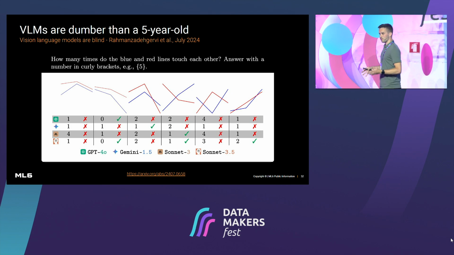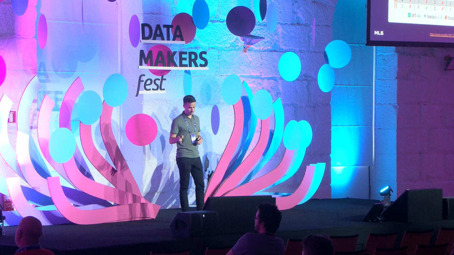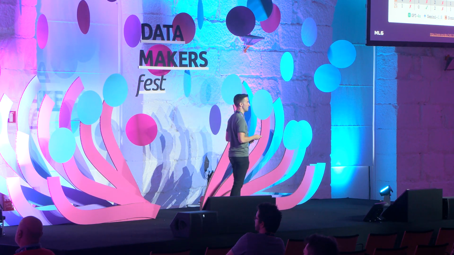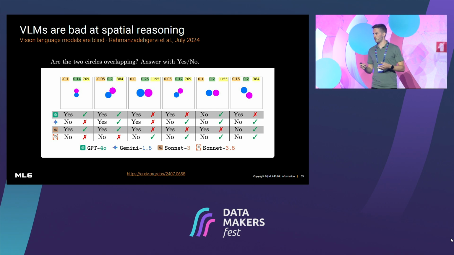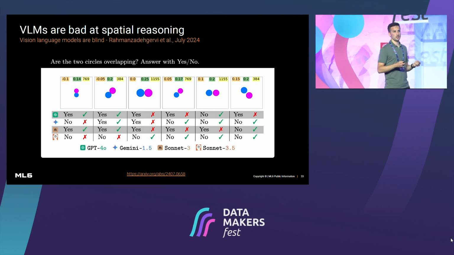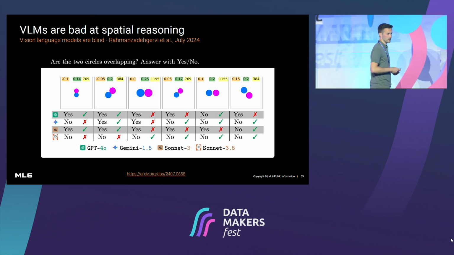But it's quite surprising that all of these models really struggle with this. As you can see in the results, sometimes they are correct, but I would say it's more random luck rather than it actually understanding and reasoning about the image. So that's interesting. Another thing, more general: VLMs are bad at spatial reasoning altogether. Here, there are 2 circles and they might be overlapping. The question is, are the 2 circles overlapping? Answer with yes or no.